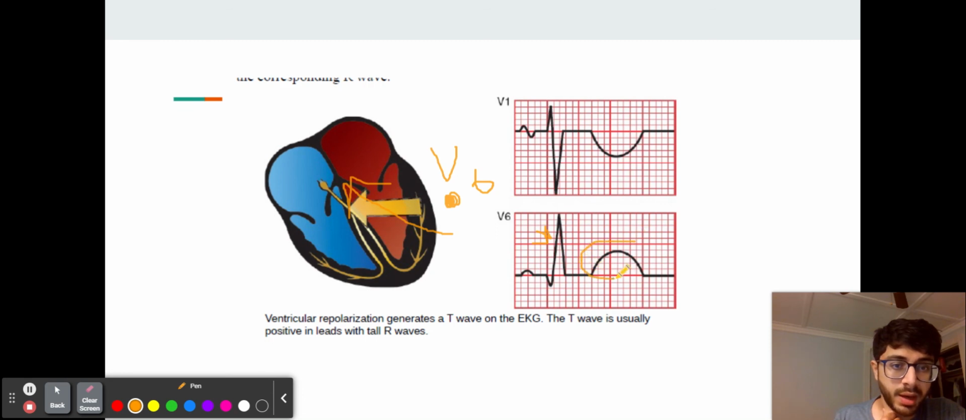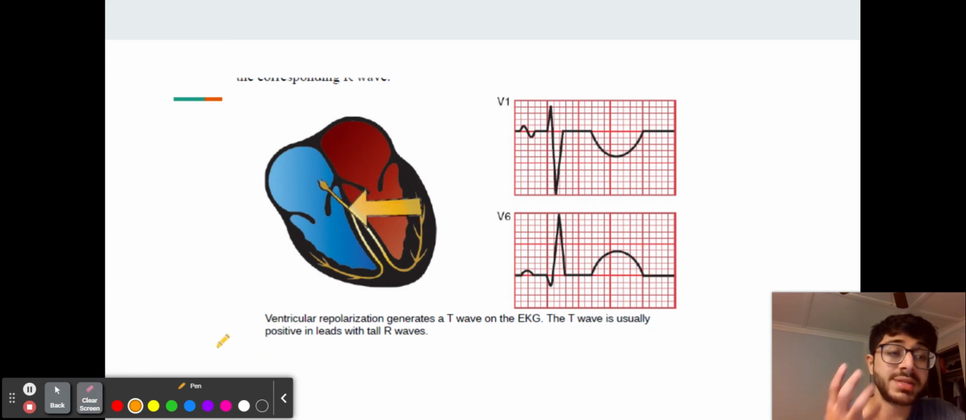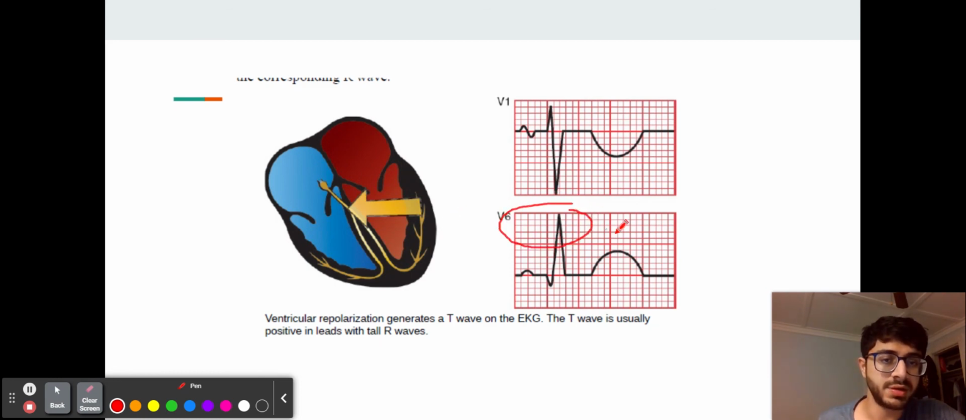This is kind of tricky in the sense that electricity is not really going away from you. If it's going away from you, there should be a negative deflection. That's what V6 should think. But repolarization is a little bit funky because the charges are reversed. So for all intents and purposes, electricity is going away from you, but there's a positive wave. This is not entirely correct the way I've explained it, but if you want a takeaway, remember that wherever R waves are positive, T waves should be positive. And wherever there's a deep negative, T waves should be negative.